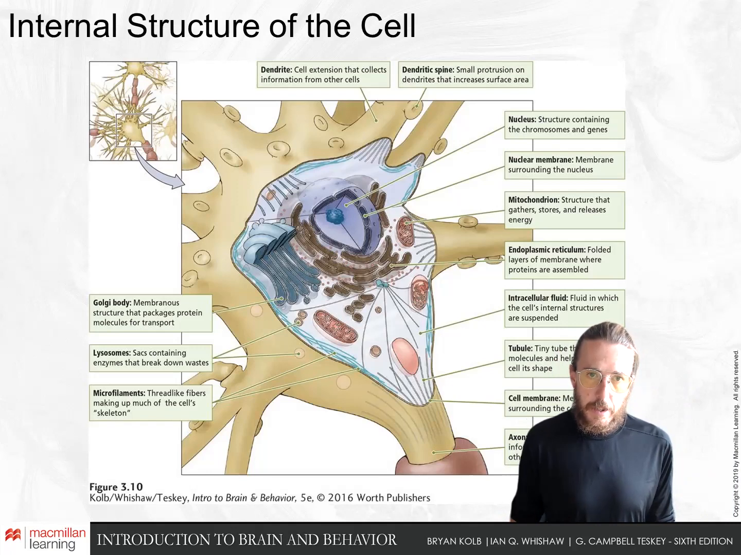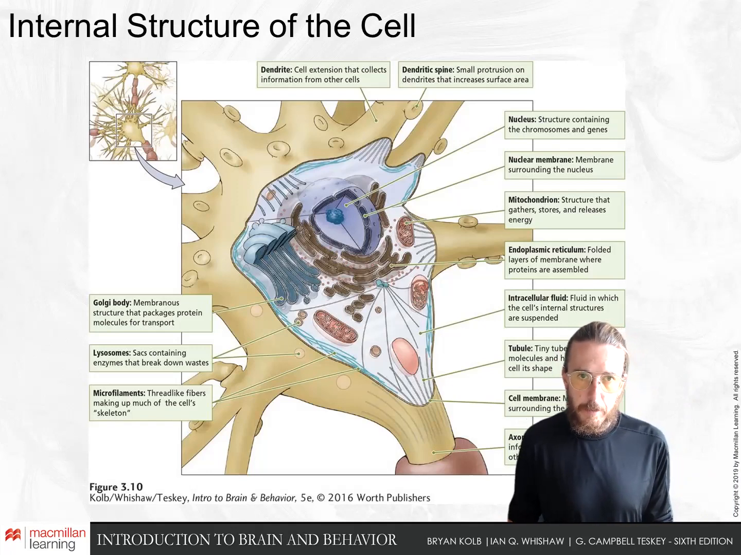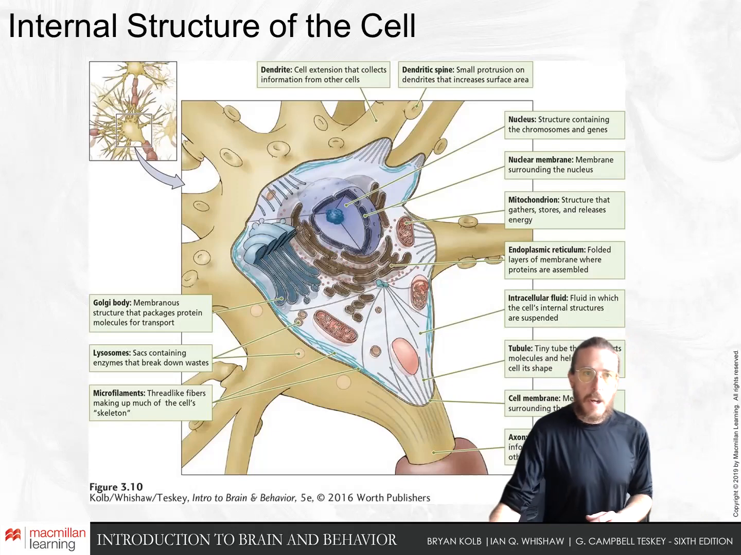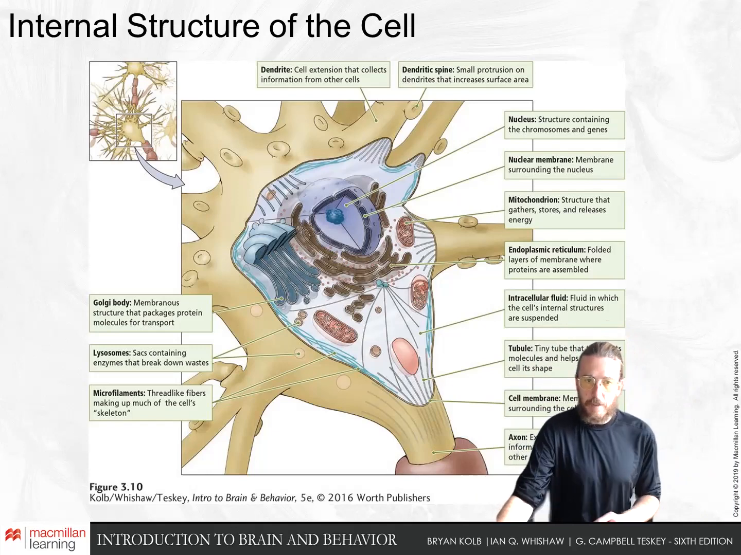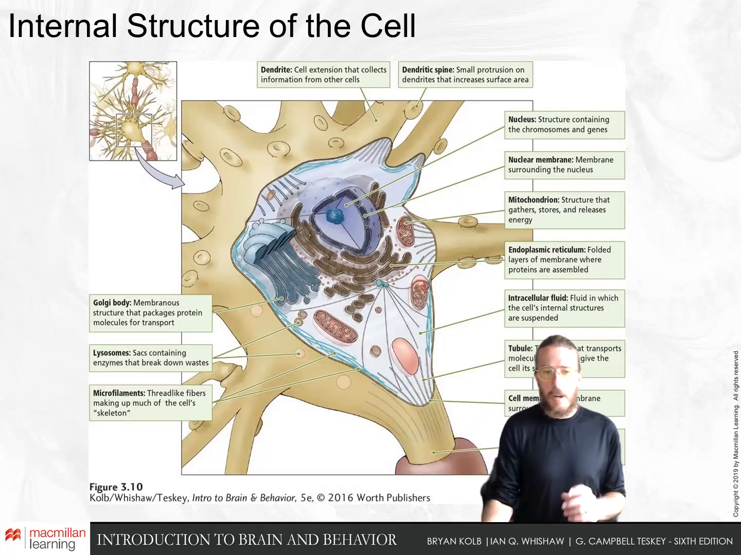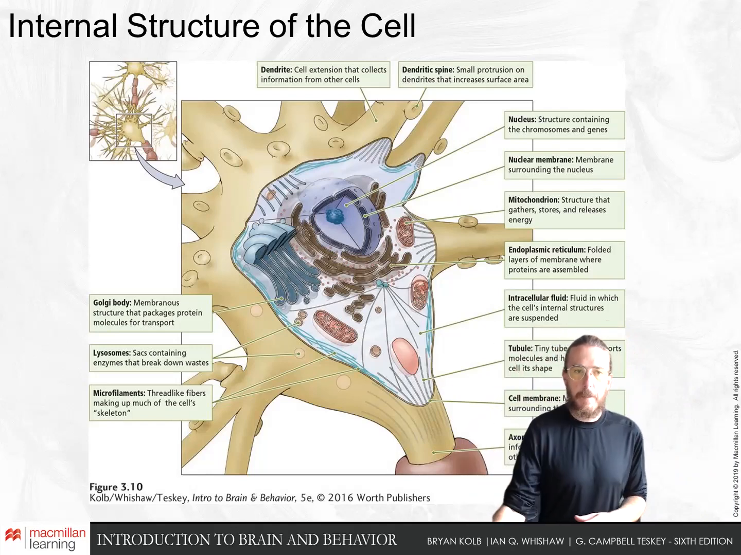We know also that the nucleus on the inside of the cell is where the chromosomes and genes are contained. Here we can see the dendrites and dendritic spines above the cell body, and the axon hillock and axon here, and a little bit of myelin coming out from the bottom of the cell body.